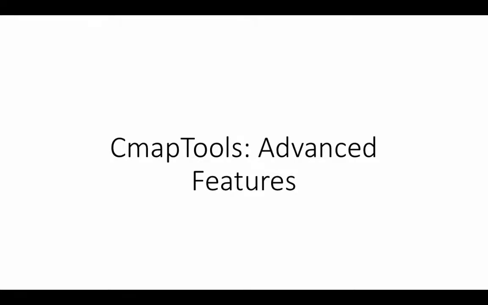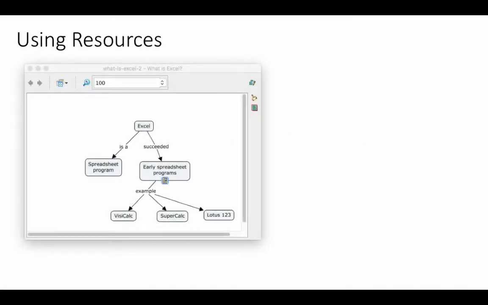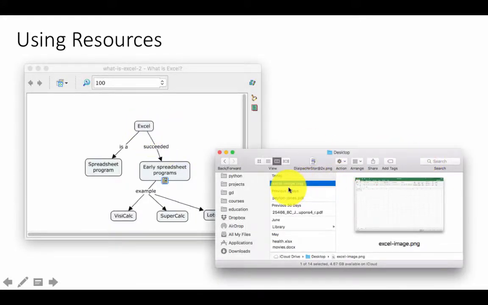In this video, we take a look at some advanced features of CmapTools. CmapTools allows us to attach resources to concepts. So for example, we have the concept Excel here, and let's say we've got an image file here in our computer, and we want to attach this image file to this particular concept Excel. To do that, you can simply drag and drop the image onto the concept.